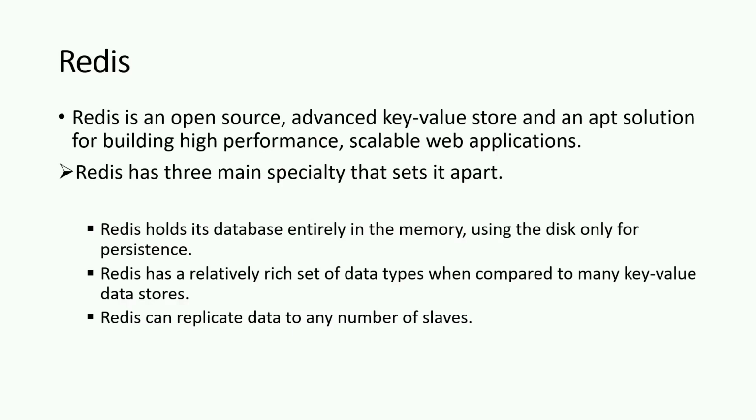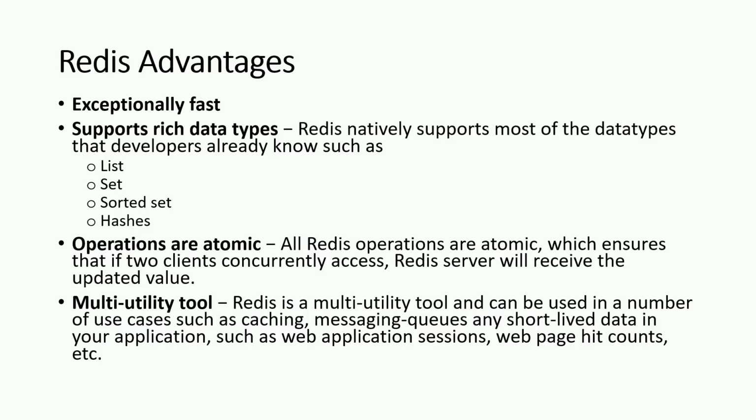You can visit its official site if you want to learn more about it. I'm just giving an overview. Next, Redis advantages. It's extremely fast because it stores the data in memory. It supports rich data types. Redis natively supports most of the data types that developers already know, such as list, set, sorted set, hashes, map, etc. Operations are atomic. All Redis operations are atomic, which ensures that if 2 clients concurrently access it, the Redis server will receive the updated value.